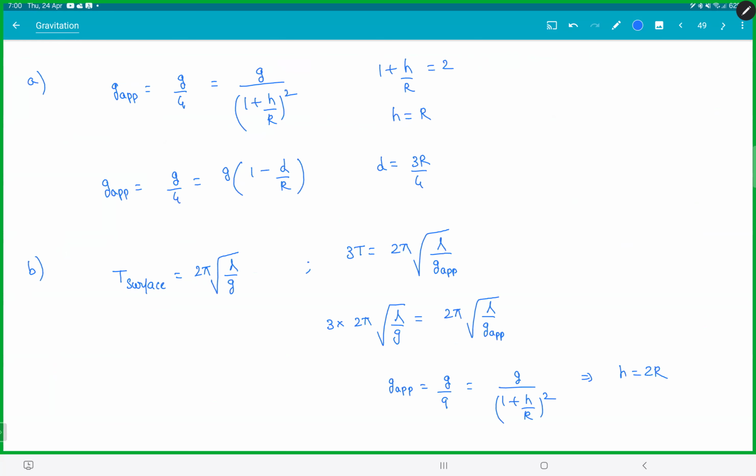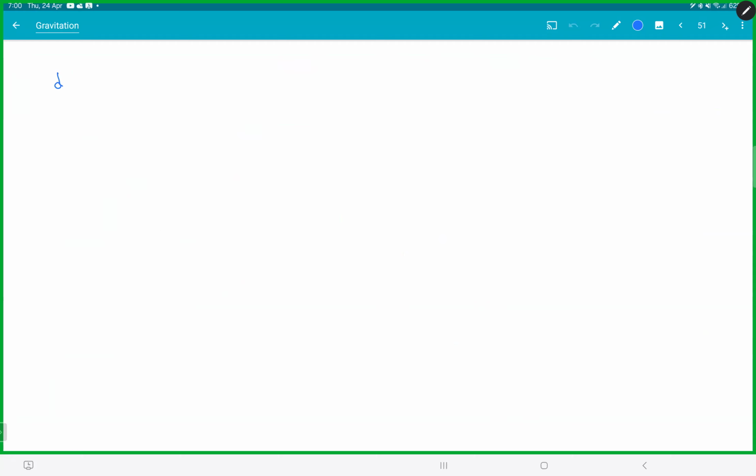Let's see the D part. So what is the G apparent on the equator? The G apparent on the equator is G minus omega square r, theta is 0. Now G on the height will be how much? You're saying this will be G into 1 minus 2h by r because the height is small. That's it. This much only you're done. So G and G will cancel. You end up with omega square r is equal to 2h by r. So h is equal to omega square r square by 2. Easy. You just need to apply the approximate formula because h is much, much smaller.